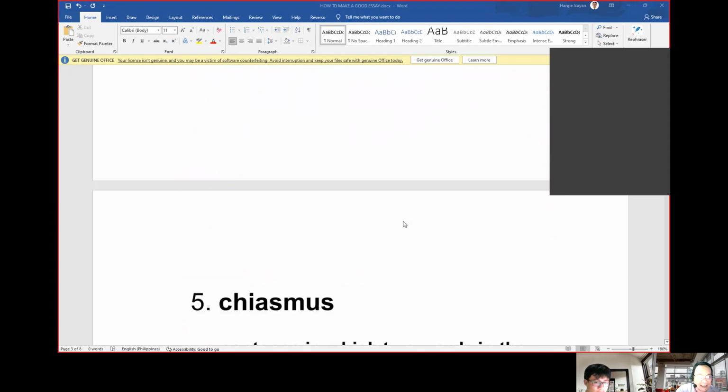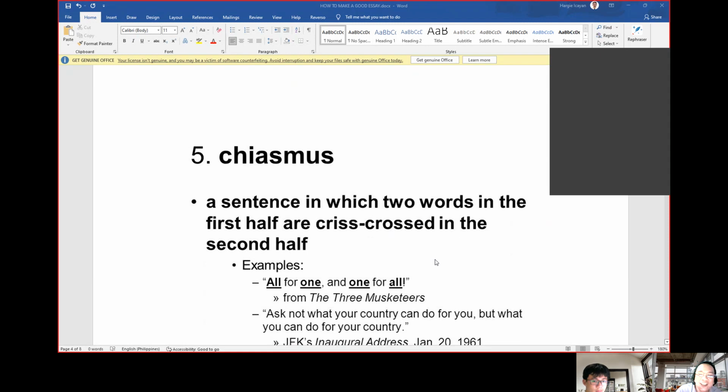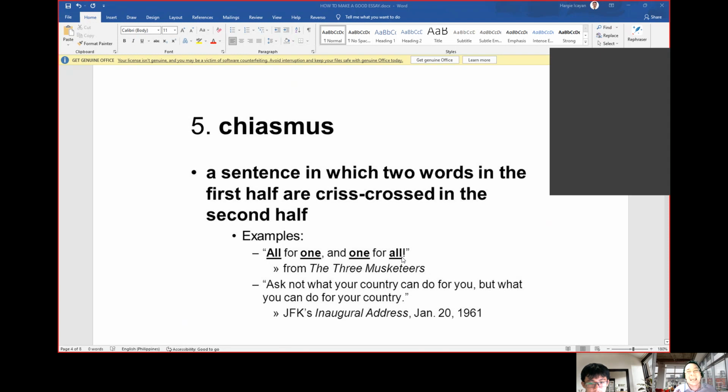Okay, what is this? We call this one chiasmus. This one is just the first, it is new to you. It's chiasmus, just presented to you. So when we say chiasmus, it's a sentence in which two words in the first half are crisscrossed in the second half. Okay, "All for one," then exchange it: "one for all." So we call that crisscrossed in the second half.